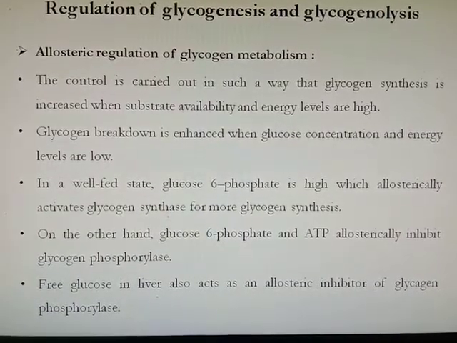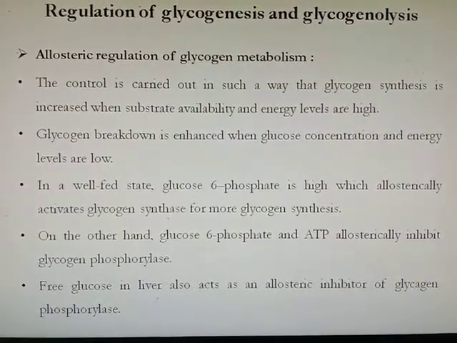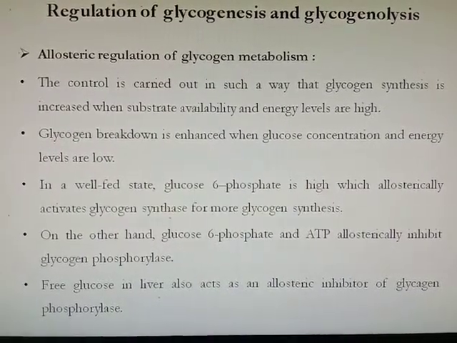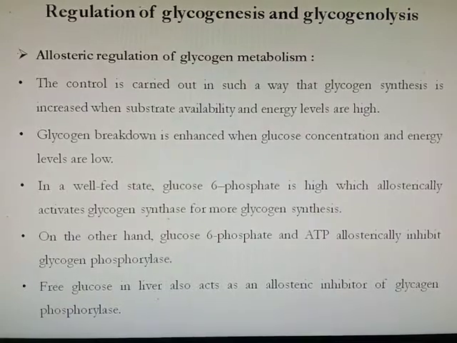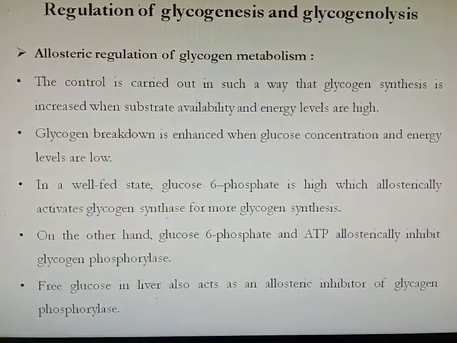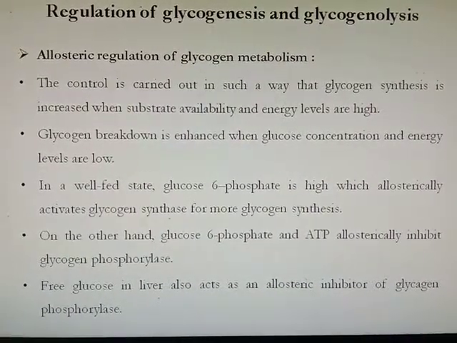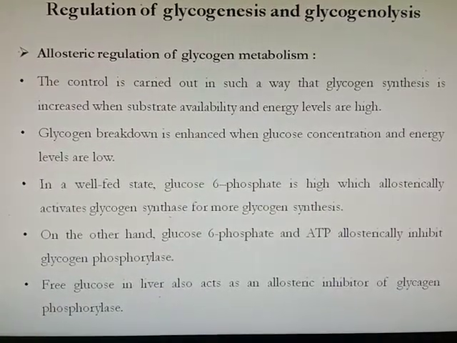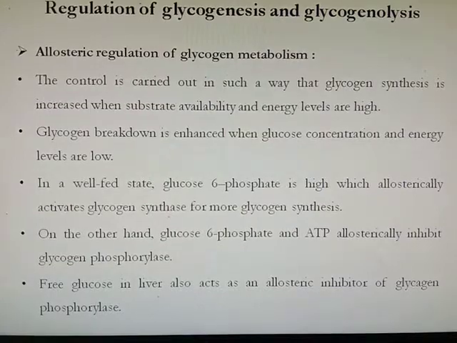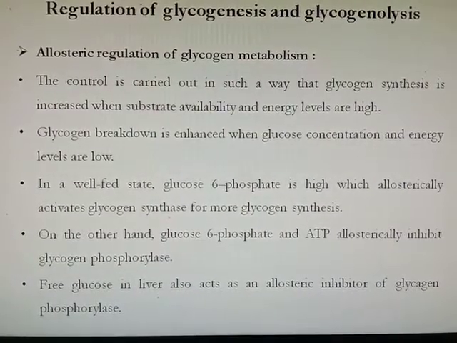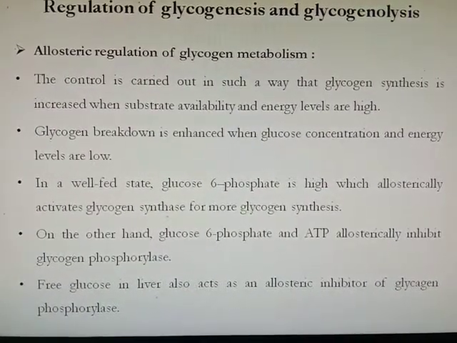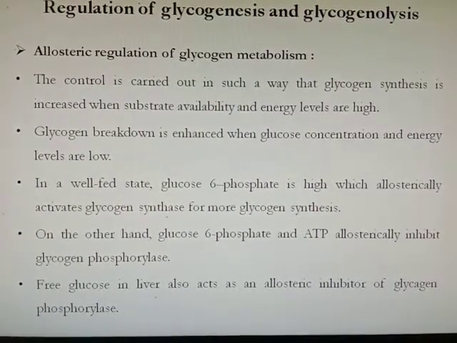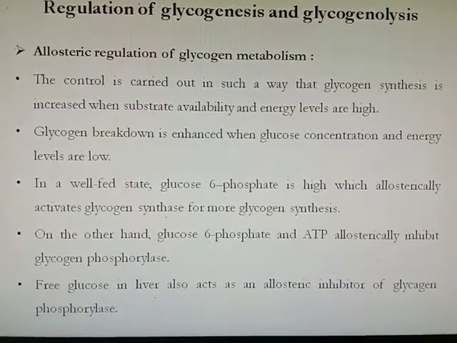Okay. In the well-fed state, glucose 6-phosphate is high, which allosterically activates glycogen synthase for more glycogen synthesis. Means when you are well-fed, glycogen synthesis will take place. On the other hand, glucose 6-phosphate and ATP allosterically inhibit glycogen phosphorylase. Means in the well-fed state, glycogenolysis will be stopped. Free glucose in liver also acts as an allosteric inhibitor of glycogen phosphorylase.